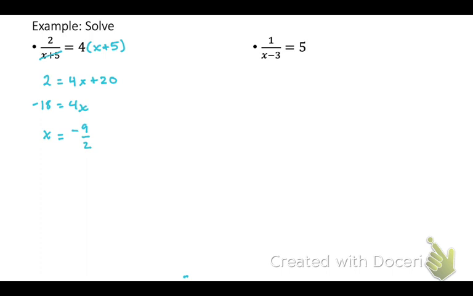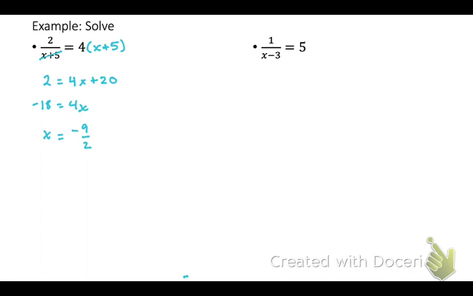Yes, sir. I have the answer. So do I. How'd you get that? I have the answer. How'd you get that? -9 over 2. Okay, what did you do, Cooper? I got to the -18 equals 4x. And then what did you do? I just left it. What is 4x? What math is 4x?